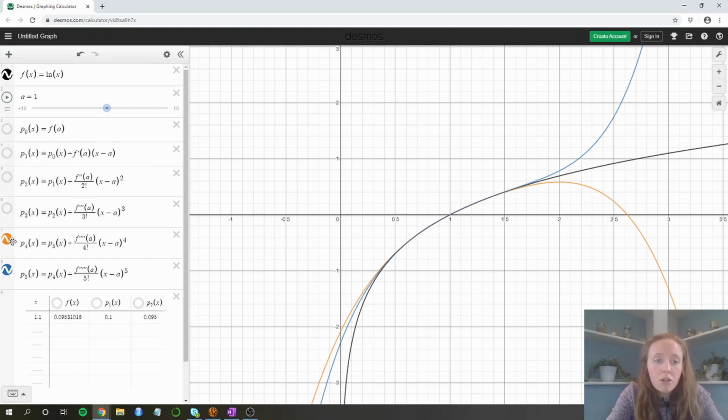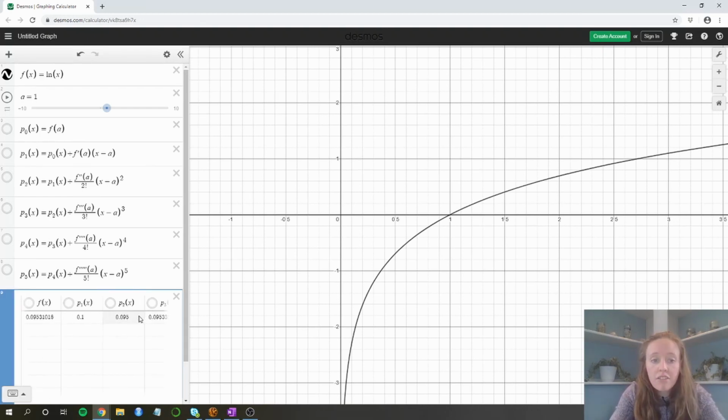Now, because I skipped over actually estimating the ln of 1.1 within our 4th degree and 5th degree Taylor polynomials, notice that I've already done this down here. P sub 1, we got 0.1. P sub 2, we got 0.095, and then for p sub 3, when we calculated that together, we got 0.0953 repeating. And then if we continue to p sub 4, we would have calculated it to be 0.095308. And then let's go ahead and enter in p sub 5 of our x value we're estimating.